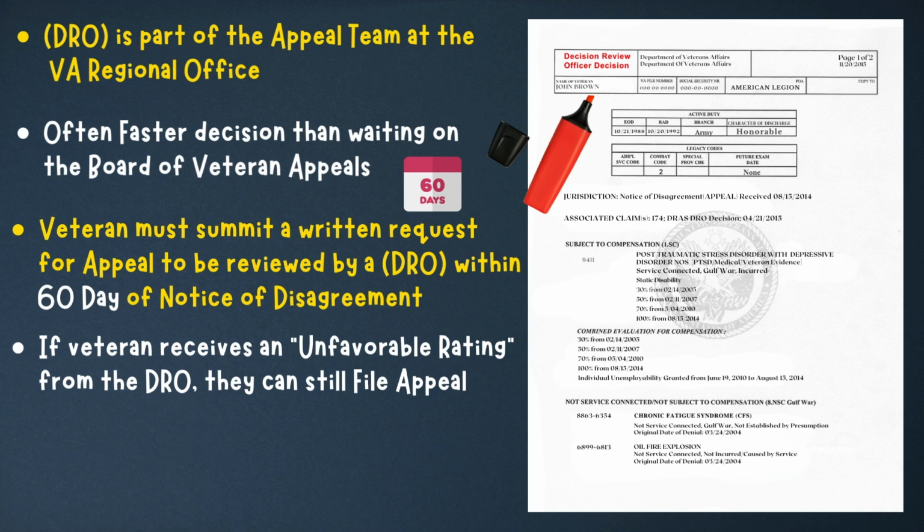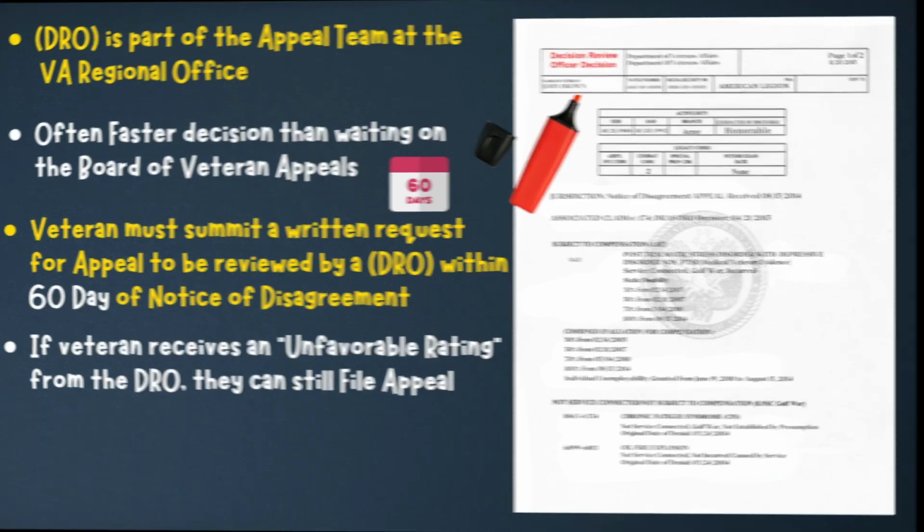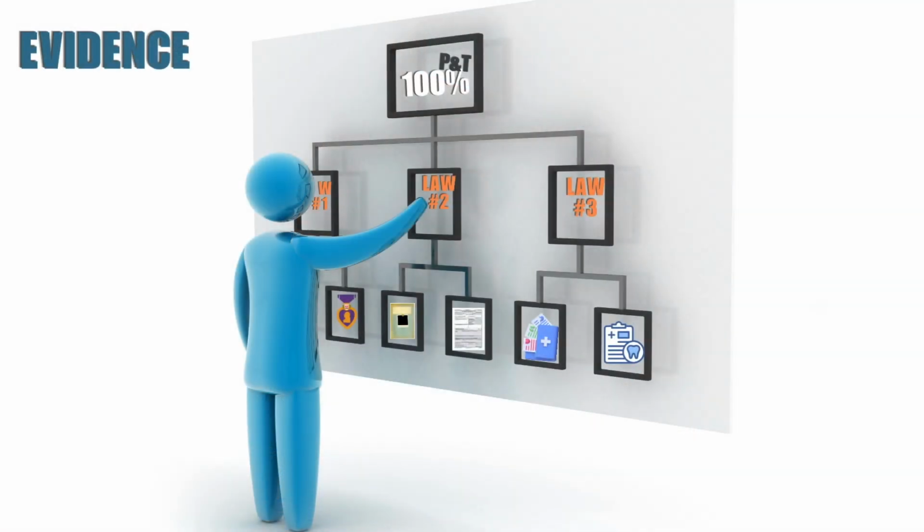In my opinion, this was a smart move on Mr. Brown's part. Even if he gets an unfavorable rating from the DRO, he can still file the appeal. Because the DRO has more experience than the average VA rater, this can work on the veteran's behalf. The DRO has enough experience to specialize in these types of cases. In addition to the evidence considered in the original appeal, you can submit new and material evidence to help in your case.